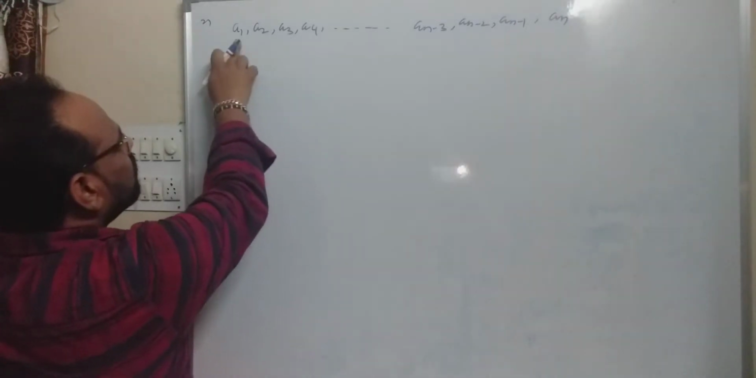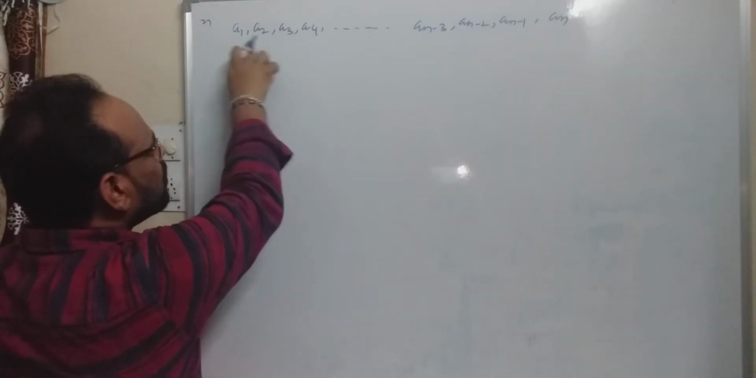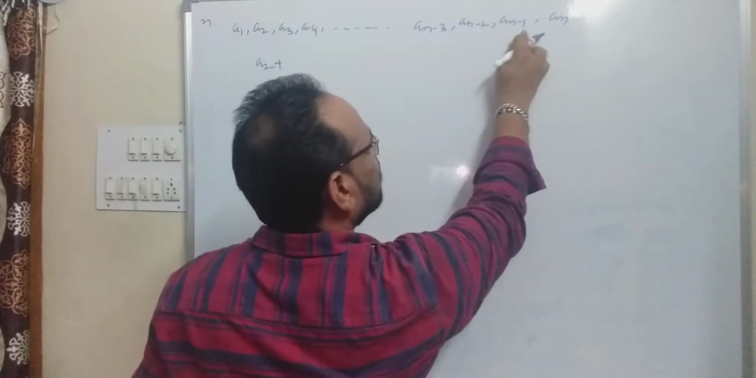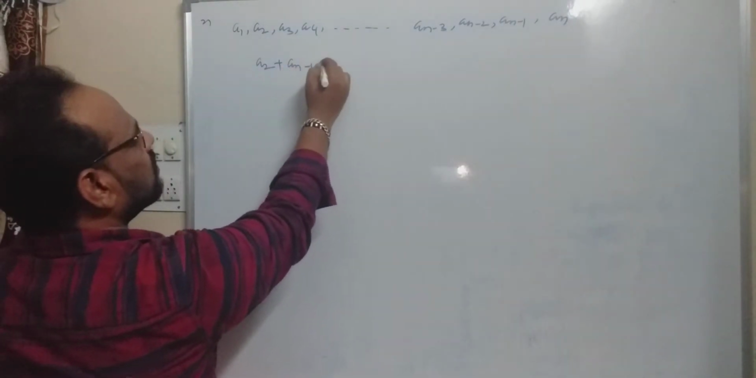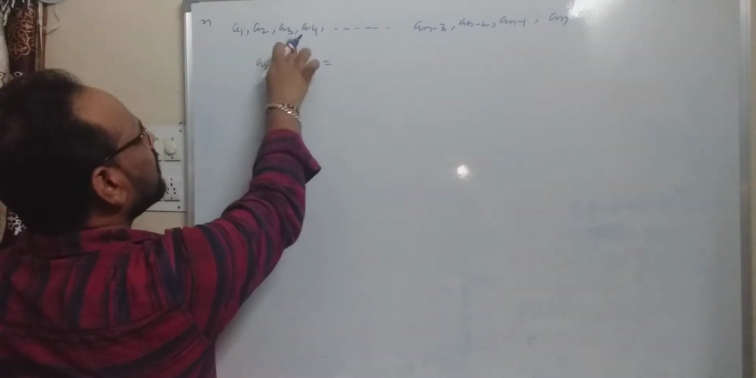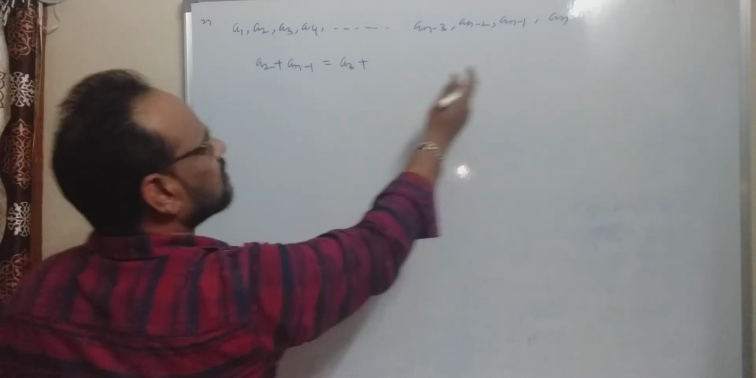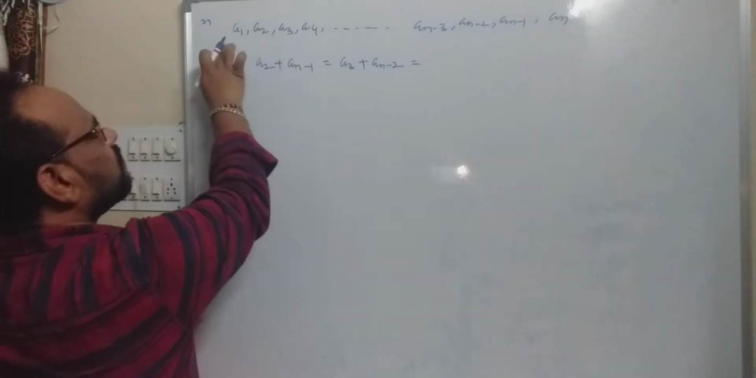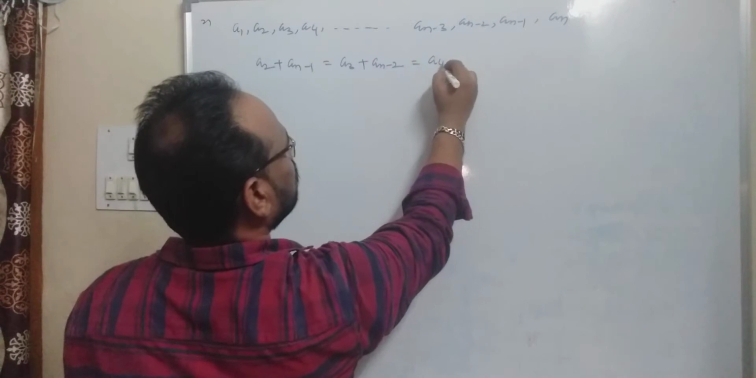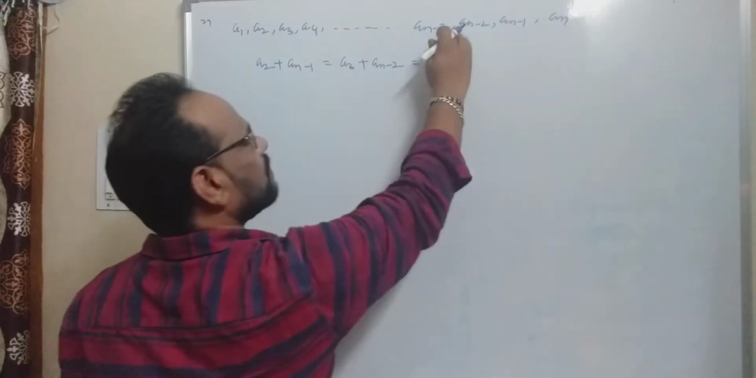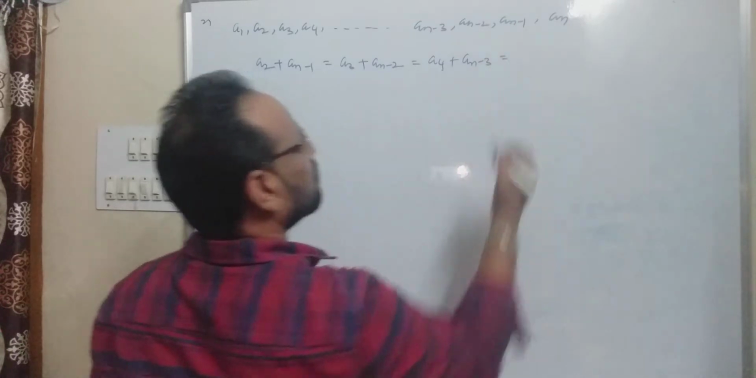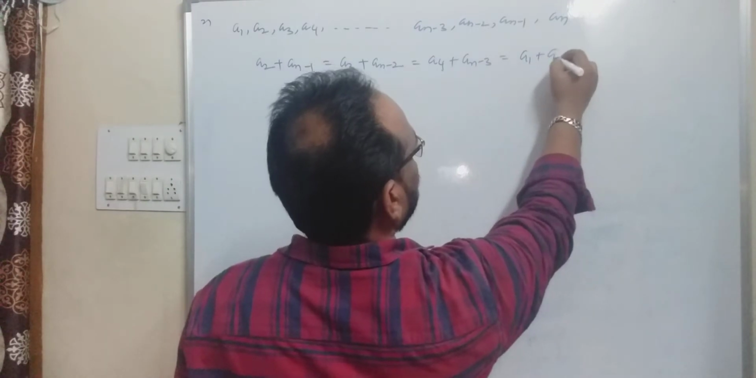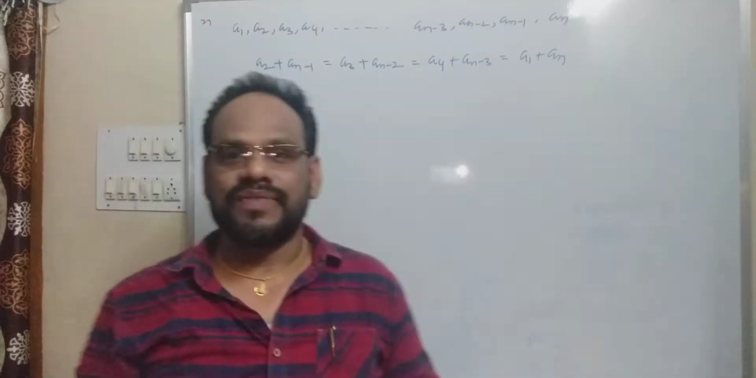Here, from the beginning the second term a2 plus, from the end the second term an minus 1, is the same as from the beginning the third term a3 plus, from the end the third term an minus 2, is the same as from the beginning the fourth term a4 plus, from the end the fourth term an minus 3, is the same as the sum of the first term and last term.